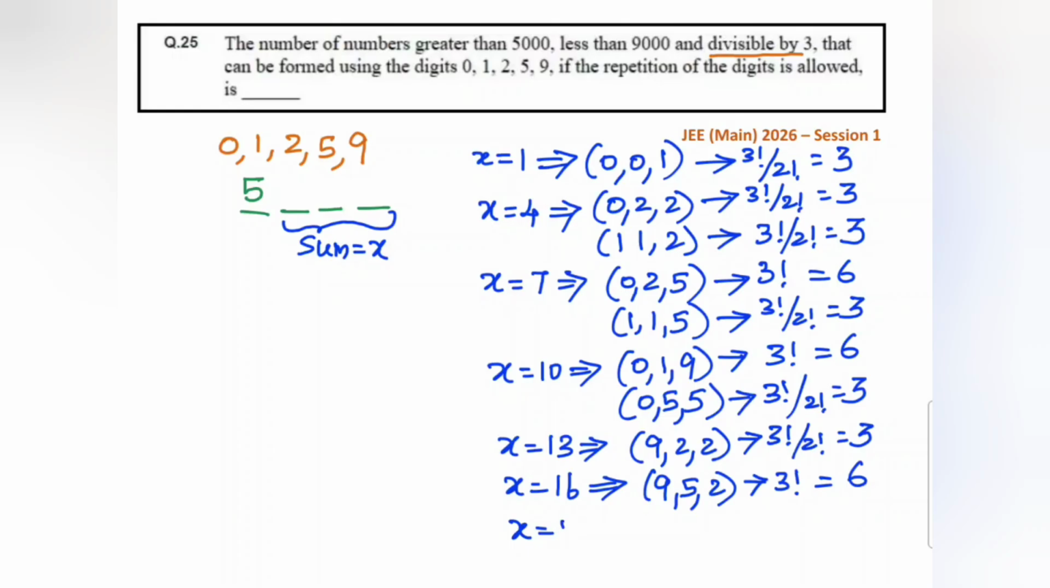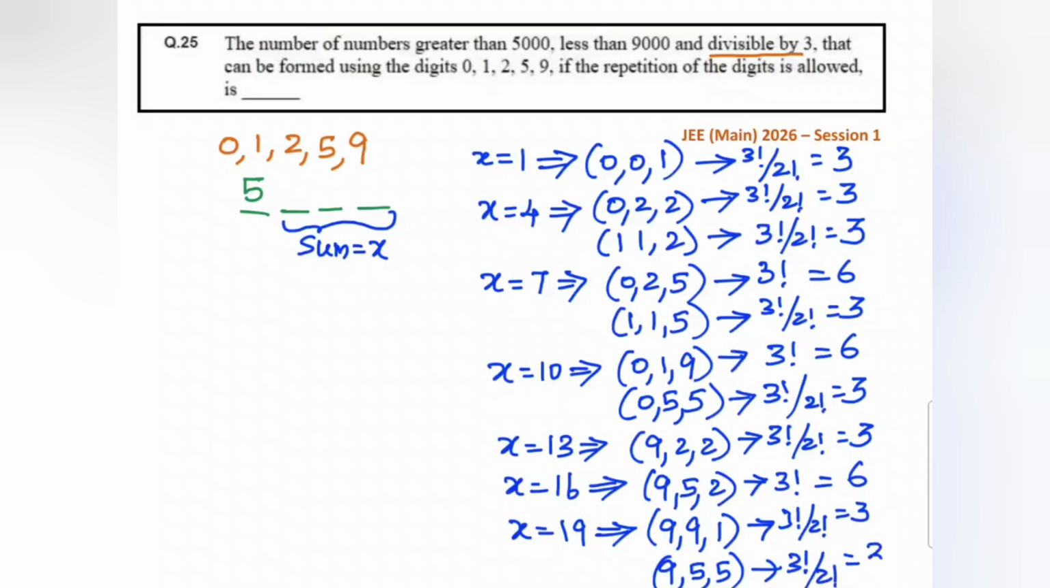And x is equal to 19. I think 22 is not possible, so 19 is the last possibility. So we have 9 9 1. This can be done in 3 factorial by 2 factorial, which is equal to 3. And the other possibility we can have is 9 5 5, which can be done in 3 factorial by 2 factorial, which is equal to 3.